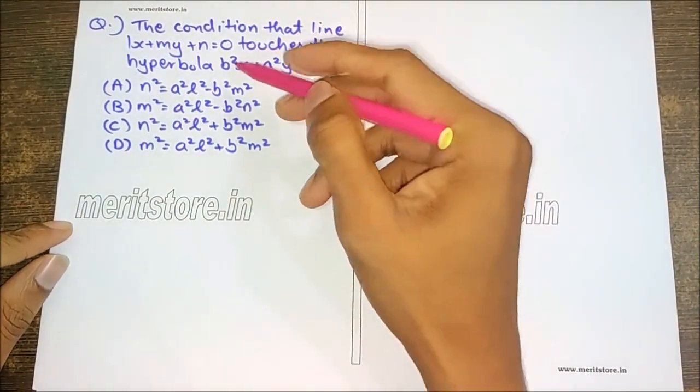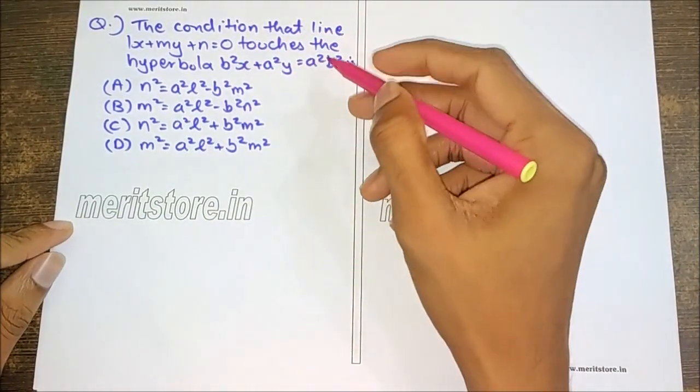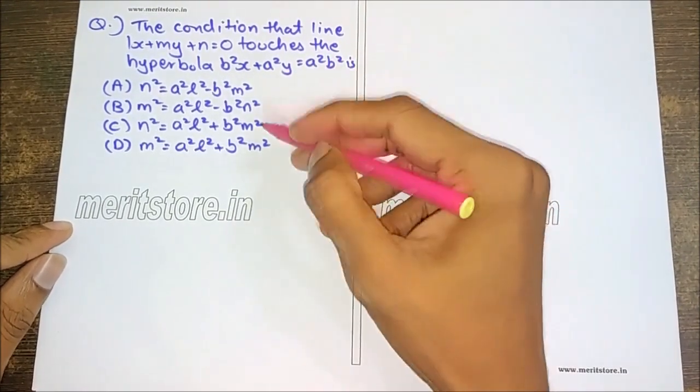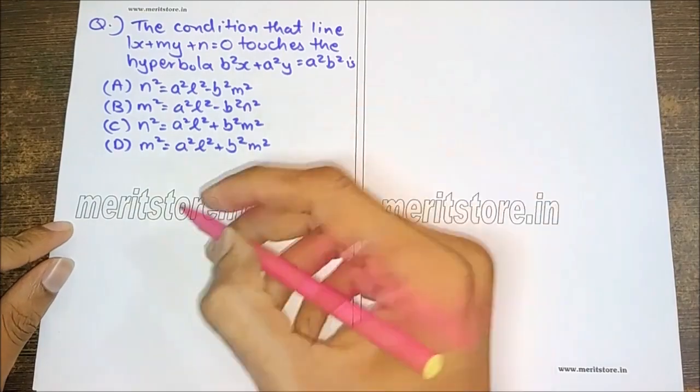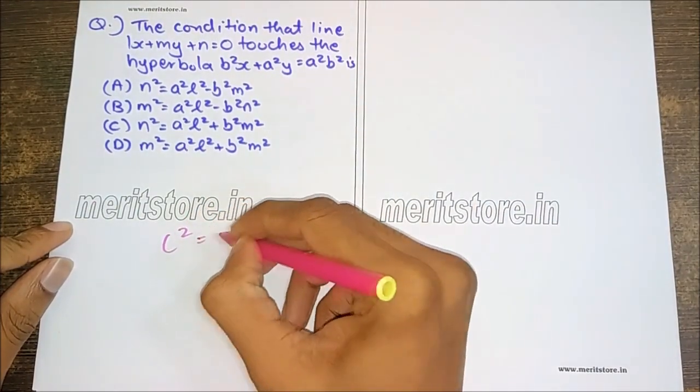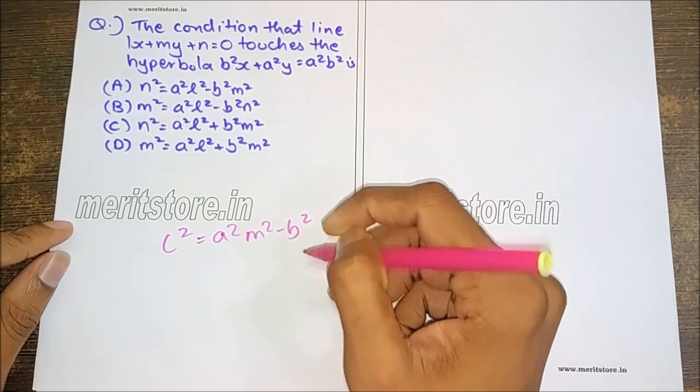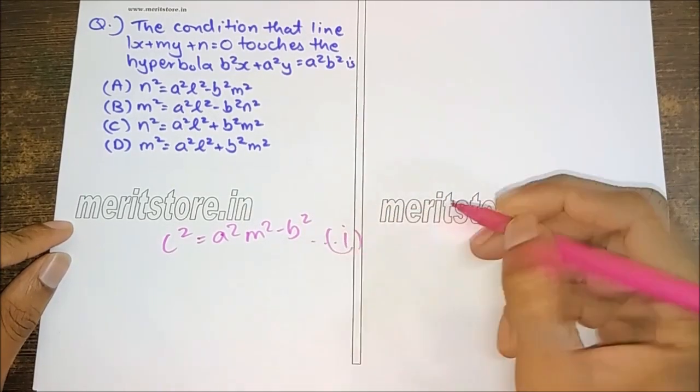The condition that the line lx + my + n = 0 touches the hyperbola b²x² − a²y² = a²b² is, and four options are given over here. We know that the condition of tangency is c² = a²m² − b². Let this be equation 1.